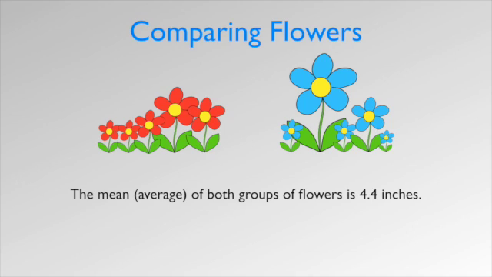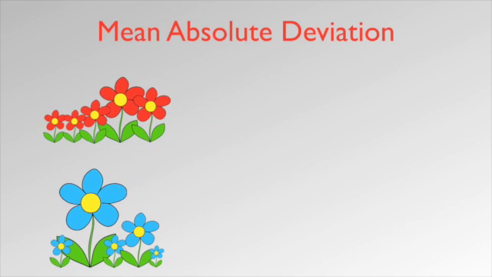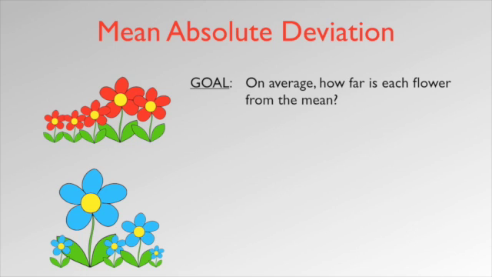Obviously, though, there is still a difference between the heights of the flowers. You can see that the red flowers are all very, very close to the mean, while the blue flowers' heights are a little bit more spread out. So to compare the spread of that data, we can use what's known as the mean absolute deviation. When we calculate the mean absolute deviation, our goal is to answer the question, on average, how far is each flower from the mean?